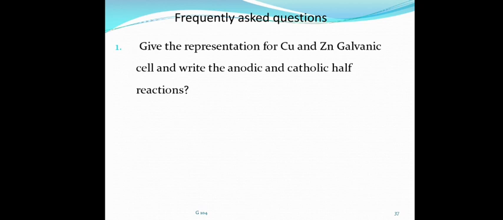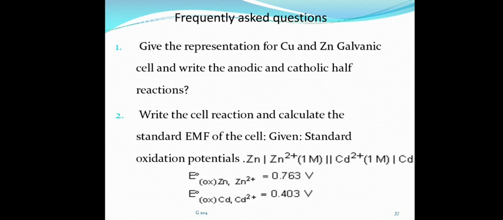So it is something similar to a galvanic cell. You will be given a cell reaction and you are asked, this is a problem, 0.763 volts is the standard electrode potential of zinc, and cadmium electrode potential is also given. You are asked to find out the EMF. So what will be the answer? 0.403 minus of minus 0.763, it comes to roughly 0.36, I think.